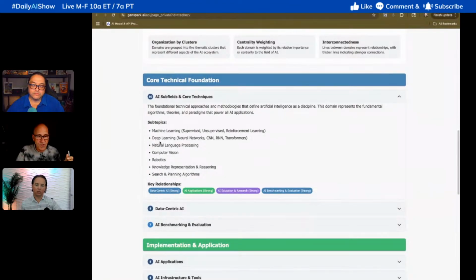There's the concepts within deep learning: neural networks, convolutional neural networks, recurrent neural networks, and transformers; natural language processing, computer vision, robotics, knowledge representation and reasoning, search and planning algorithms. Each one of those would be deep enough for us to do a full show, or maybe 10 shows on any one of these things. And we've dipped our toes into those as we navigate week by week across the landscape. But this one kind of pulls it all together.